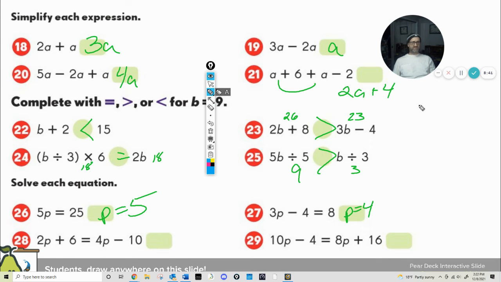And then finally, 10p minus 4 equals 8p plus 16. Always getting rid of the minus. There's not always going to be.